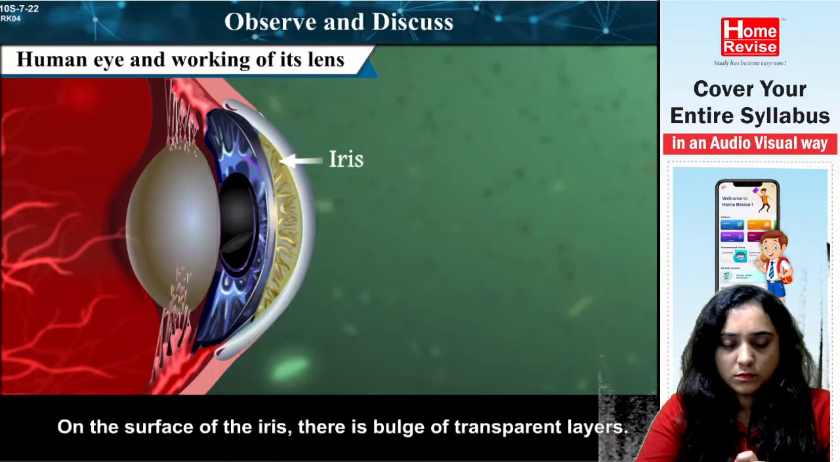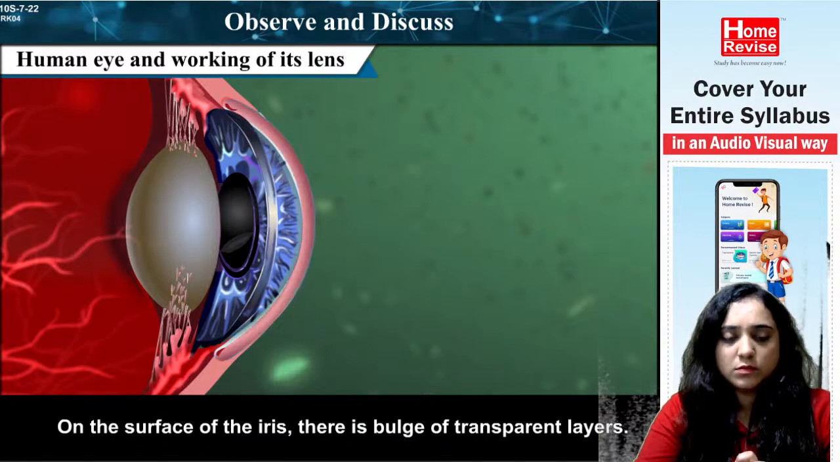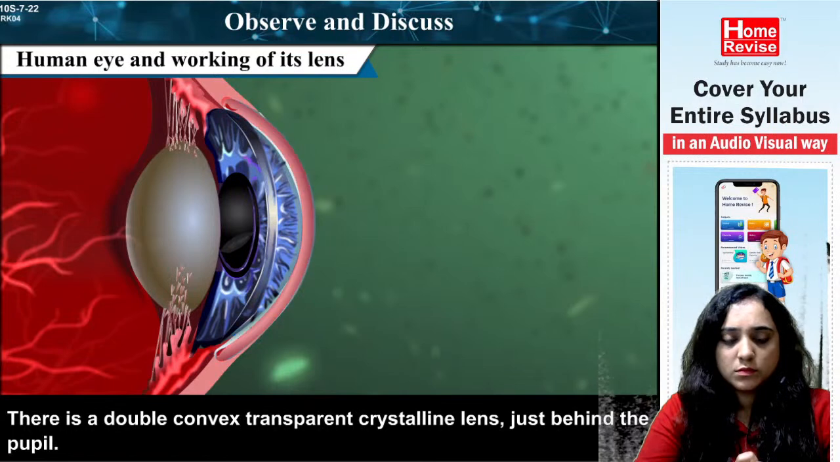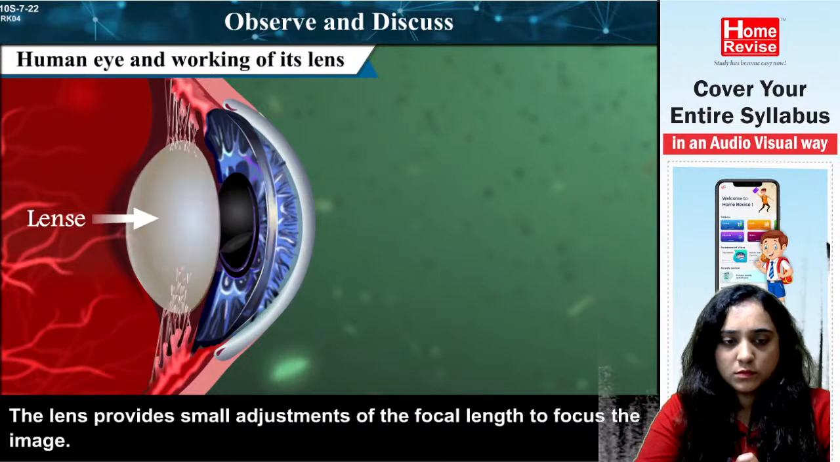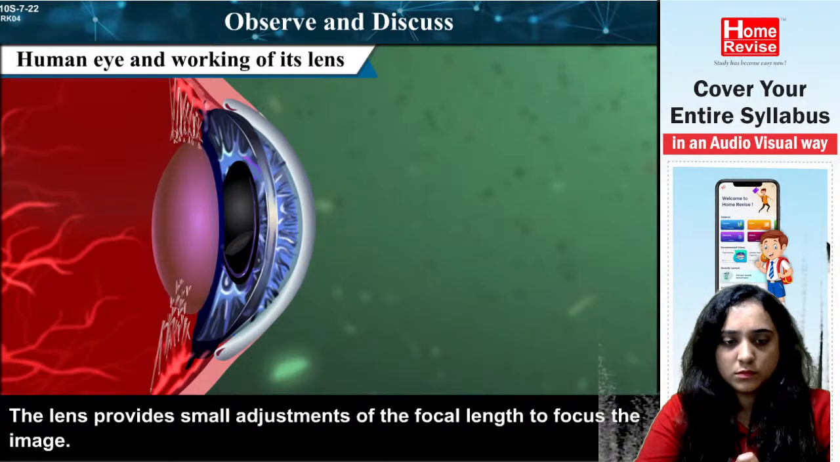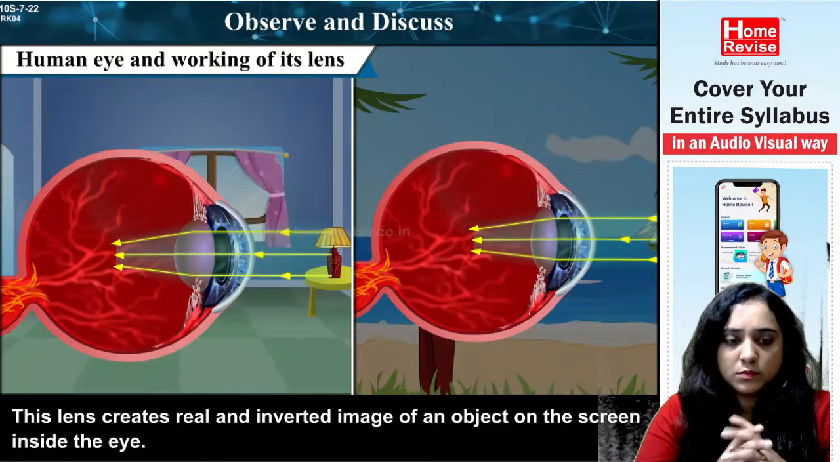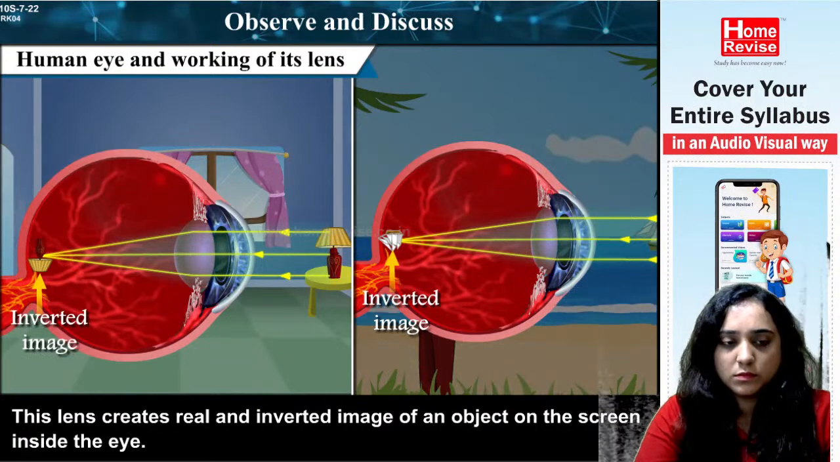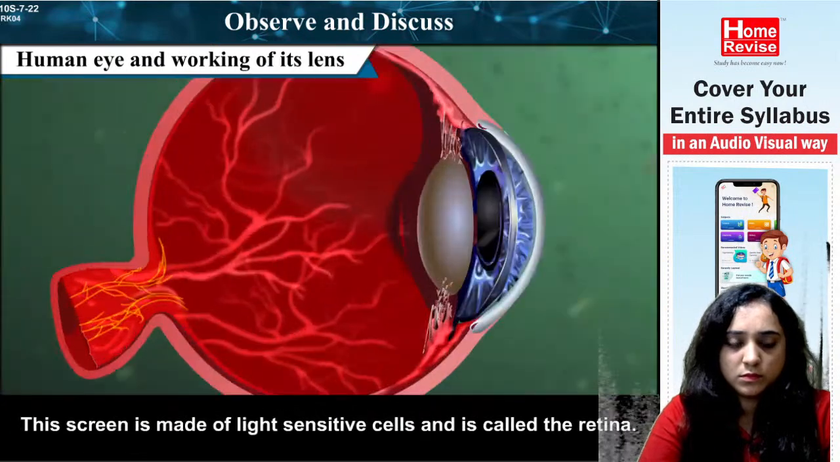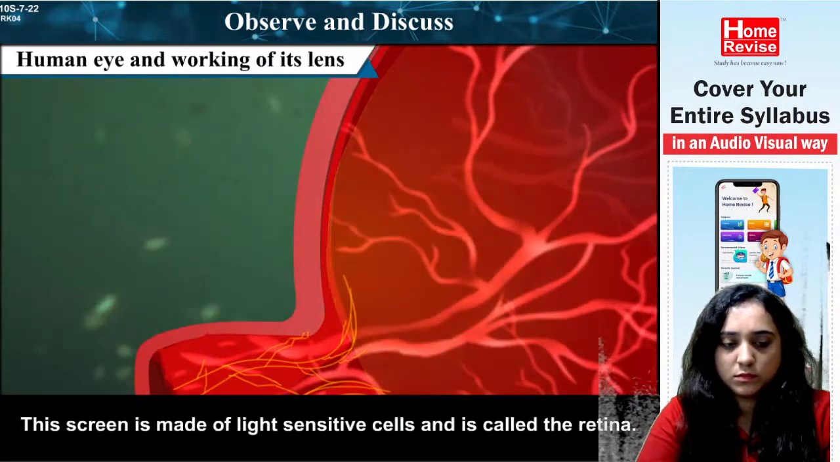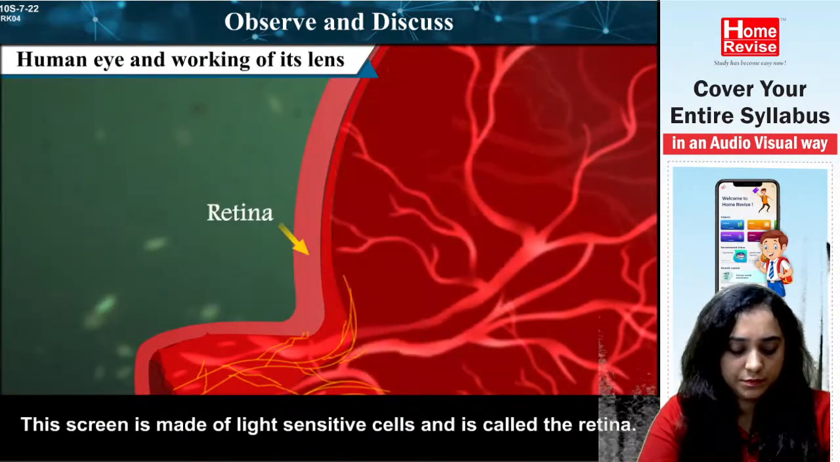On the surface of the iris, there is a bulge of transparent layers. There is a double convex transparent crystalline lens just behind the pupil. The lens provides small adjustments of the focal length to focus the image. This lens creates a real and inverted image of an object on the screen inside the eye. The screen is made of light-sensitive cells and is called the retina.